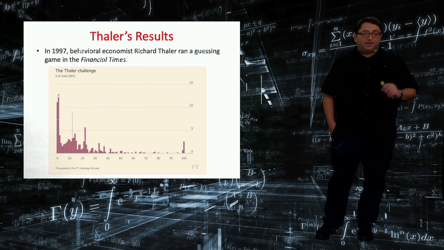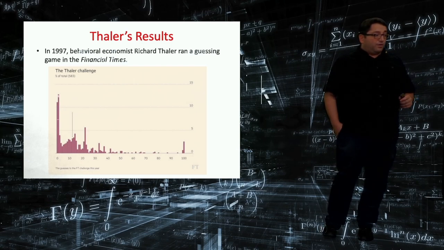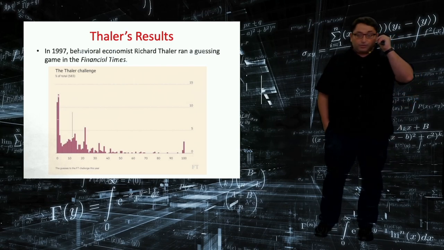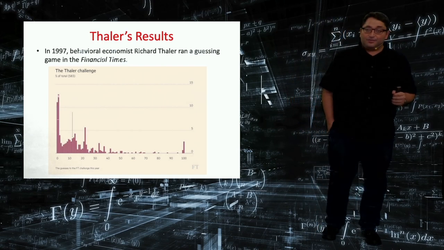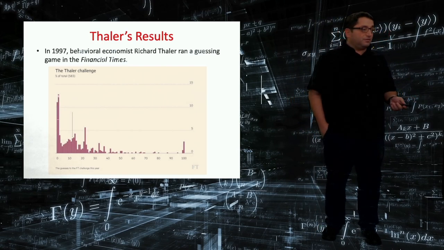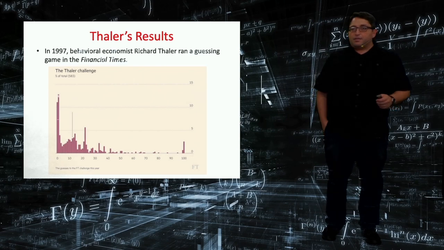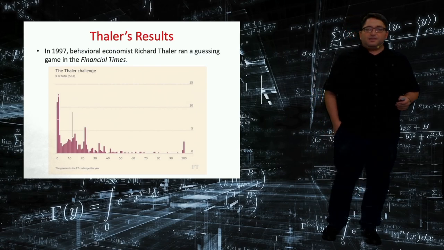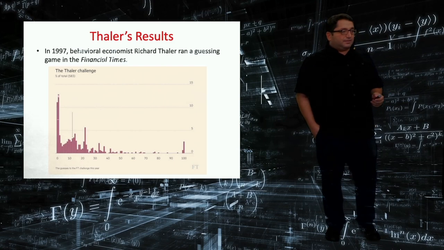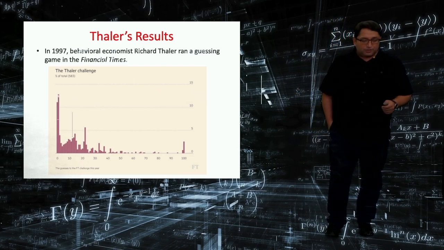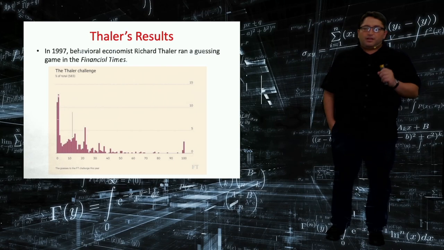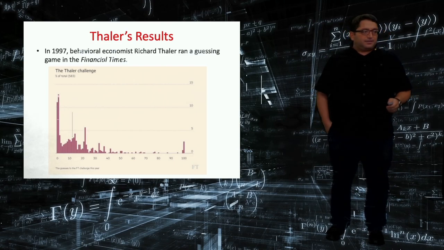As you can see, there are many people saying a number close to 0, so they could get the idea of sophisticated equilibrium. But we also see higher numbers, between 0 and 30 and 40, and we see some spikes. That's something I want to talk about. So rationality is very strong, and everybody saying 0 hardly occurs. So let me give the result of Thaler's experiment.